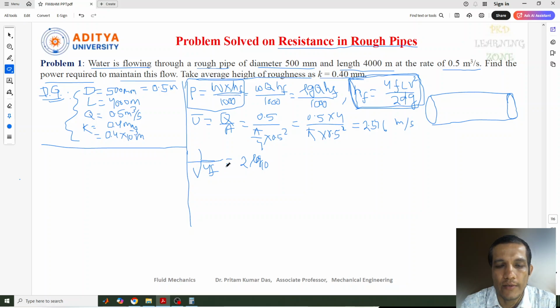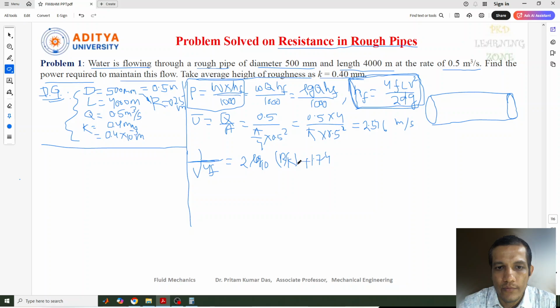We have discussed the derivations. From there we got this equation from Nikuradse's experiment. He gave this equation: 1 by root over of 4f equal to 2 log 10 of r by k plus 1.75. Here the value of r is nothing but, the diameter is given, so the radius we can calculate from here: r equal to 0.25 meter.